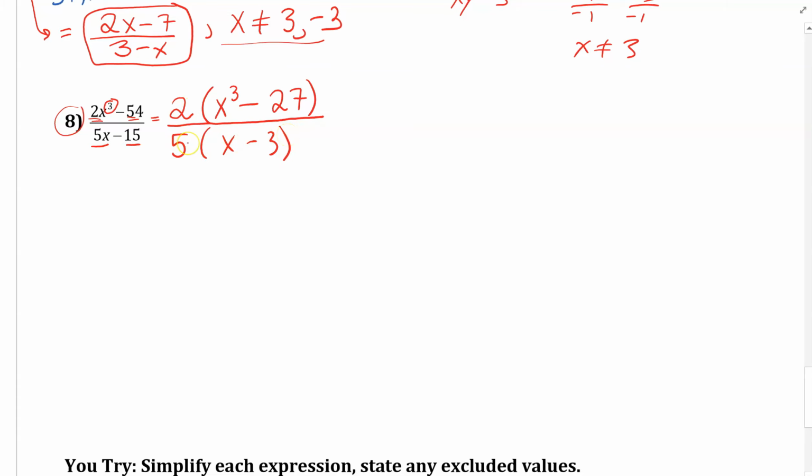Okay, so 2 and 5 can't cancel, but I am noticing something about the x cubed minus 27 and the x minus 3, and I'm wondering if maybe I can factor x cubed minus 27.